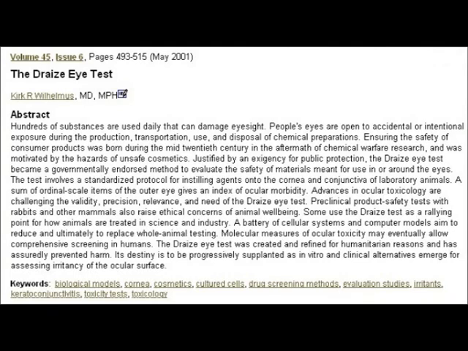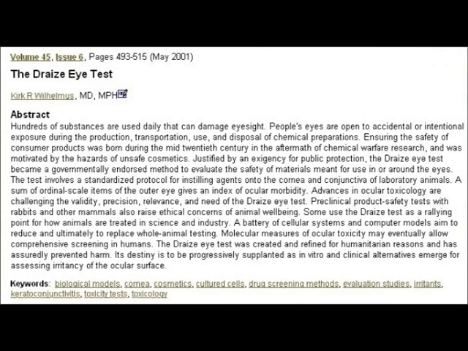journal. This abstract is by Kirk R. Wilhelmus, and it was written in May 2001. The abstract reads, "Hundreds of substances are used daily that can damage eyesight. People's eyes are open to accidental or intentional exposure during the production, transportation, use and disposal of chemical preparations."